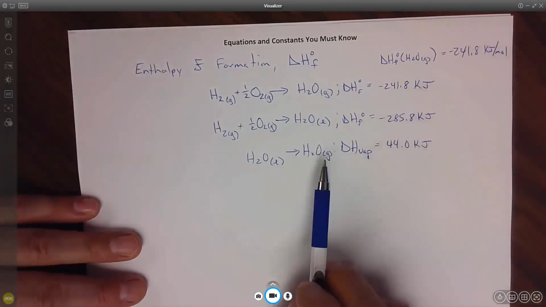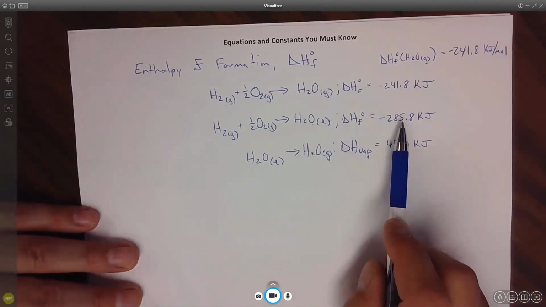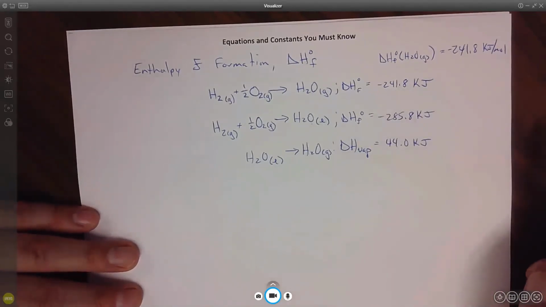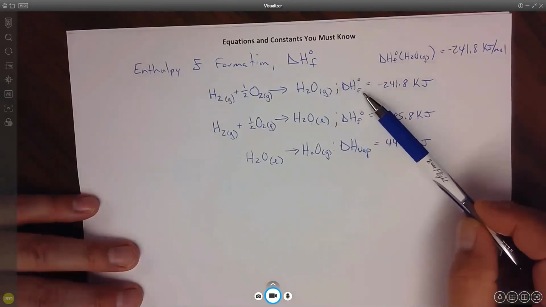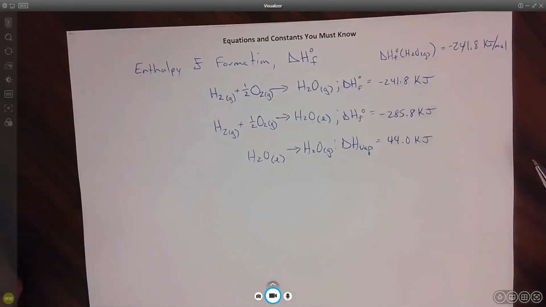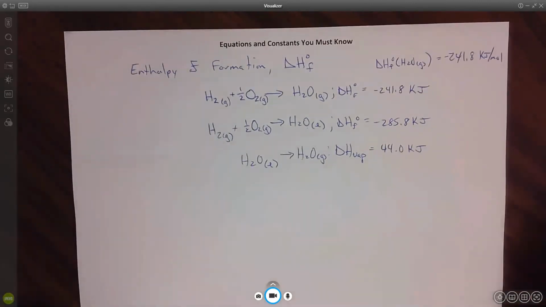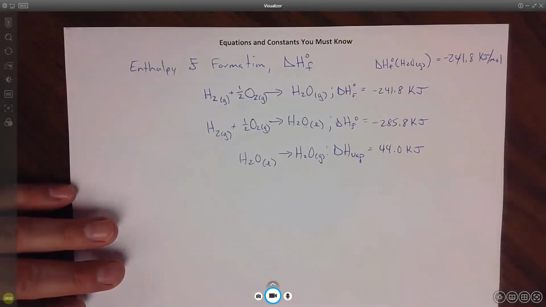So if we're going, again, from the liquid to the gas, you can see that we would add 44 to this number, which would make it negative 241.8. So this is why the phases are so important when we talk about the enthalpies of formation and later on the free energies of formation. Okay, any questions about enthalpies of formation?